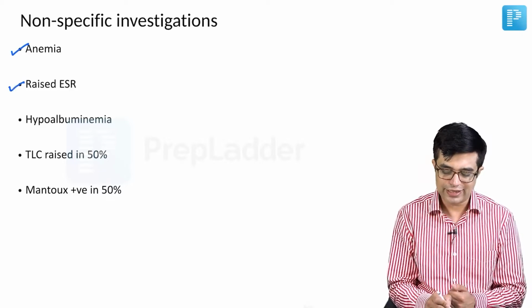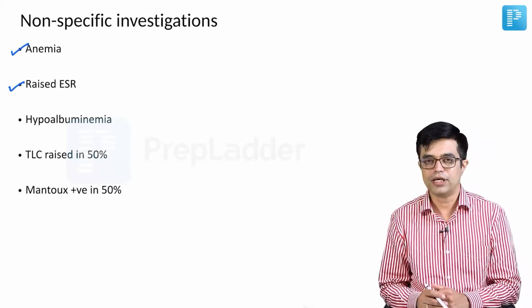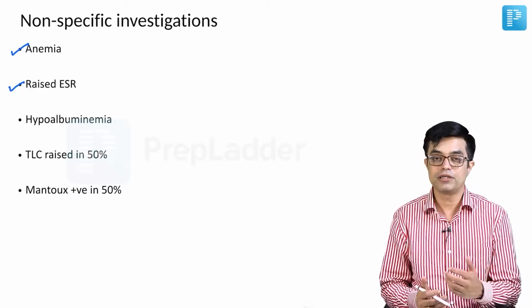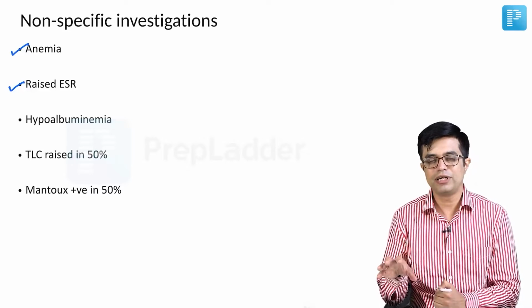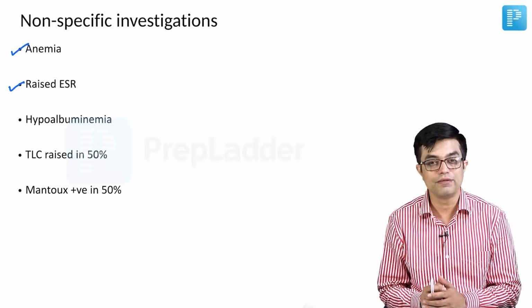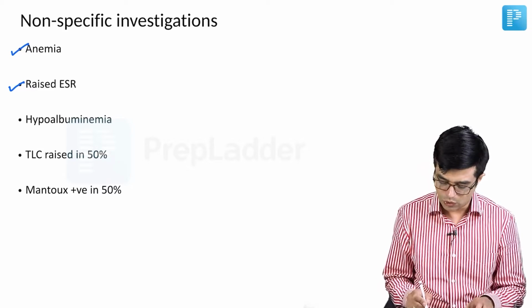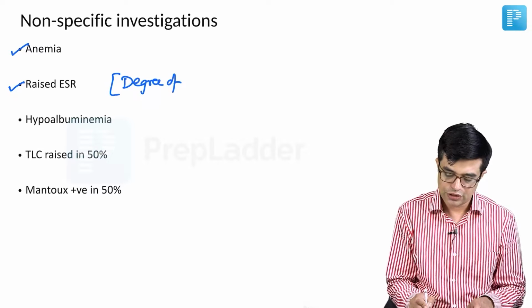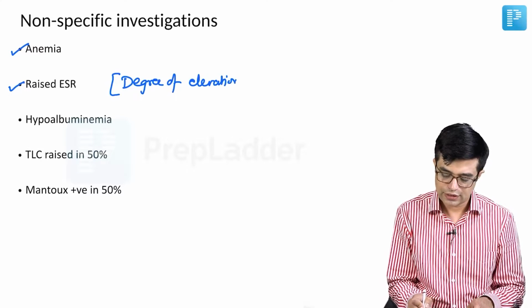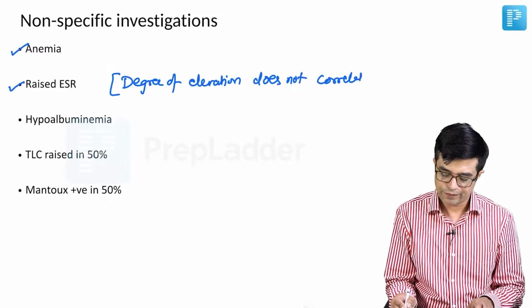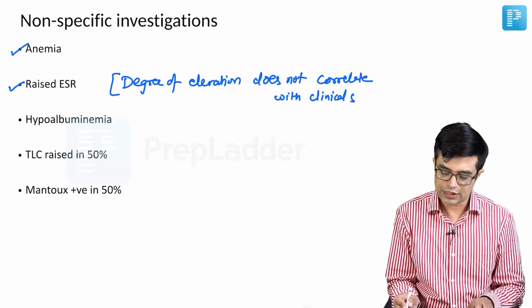Secondly, you can find raised ESR in many of these individuals. However, elevation in ESR is non-specific. It can occur in non-tuberculous conditions also. And even if in abdominal TB you find raised ESR, the degree of elevation in ESR does not correlate with clinical severity. It's an old MCQ point, so you can write: degree of elevation of ESR does not correlate with clinical severity. Old statement based MCQ.